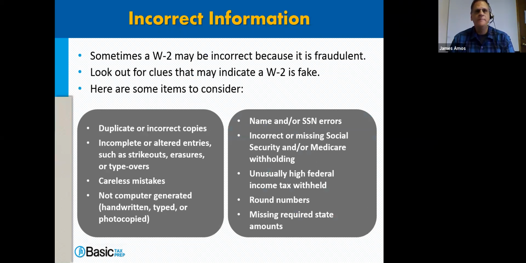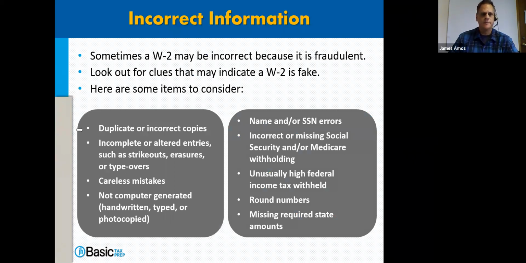Now, we mentioned this earlier. Sometimes a W-2 might not be correct because it's fraudulent. And you want to look out for possible clues that it might be fraudulent. Here are some things to consider. Let me get my pointer up here. I think this will help me do this with you.